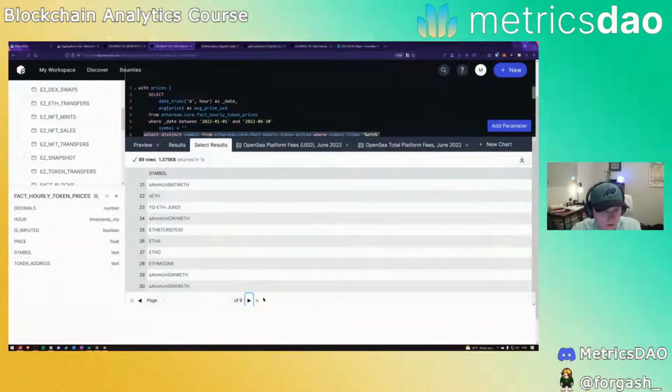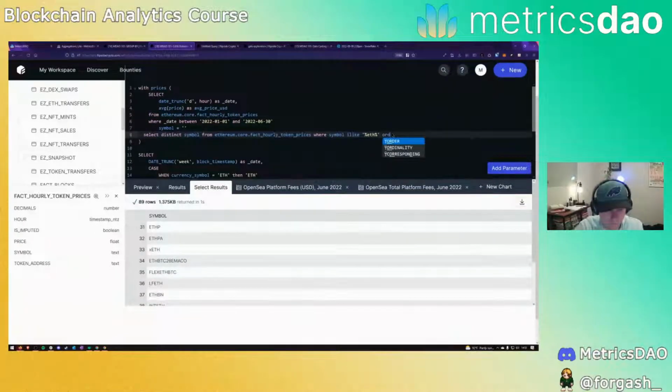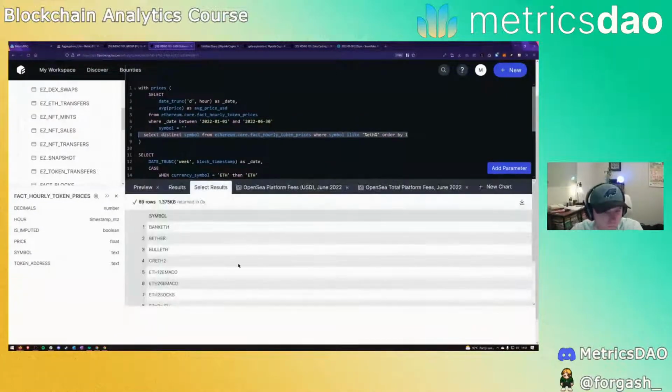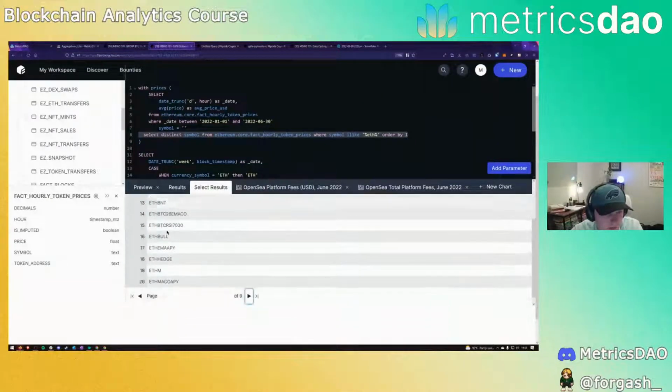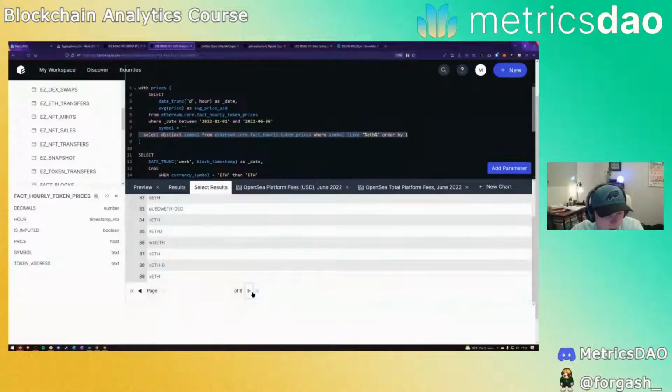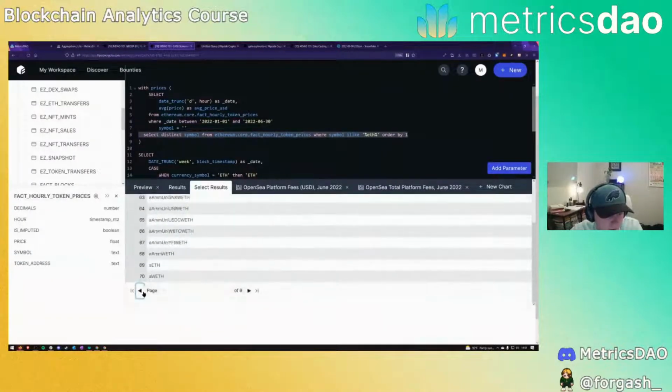So maybe we order it by one. I'll take a look at it in alphabetical order. Looks like ETH itself is not in here. So what do we do about that? Can we even find the price of ETH? Well, we've got, if I can get there alphabetically.